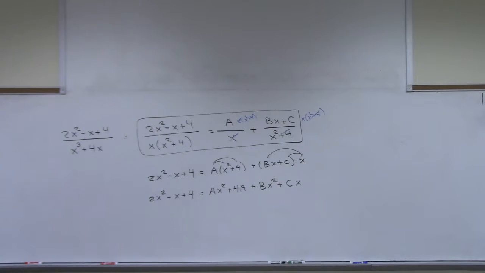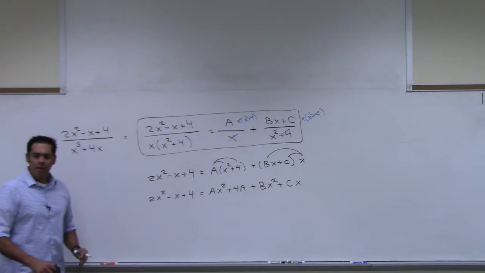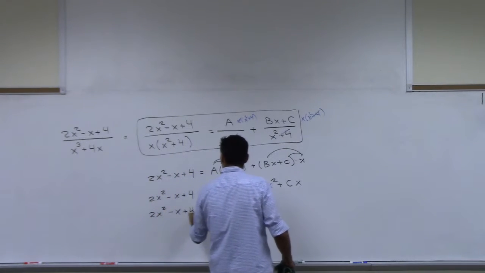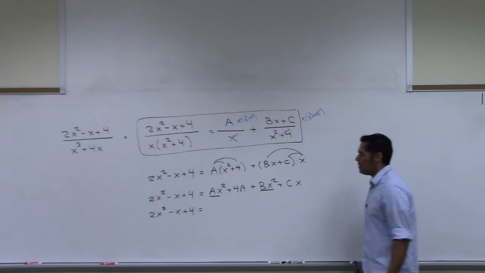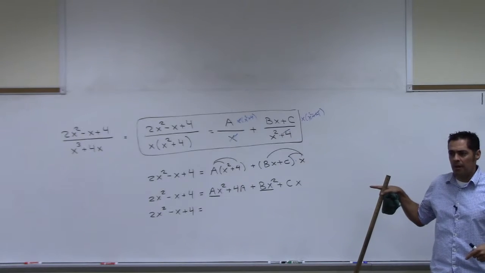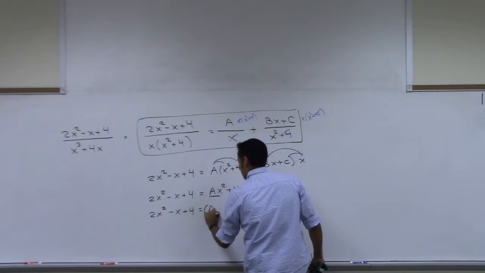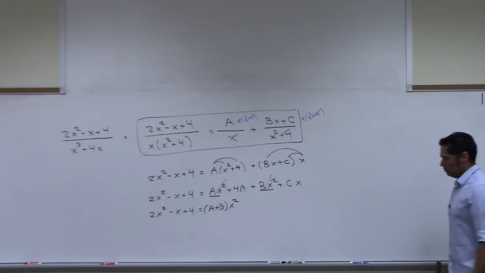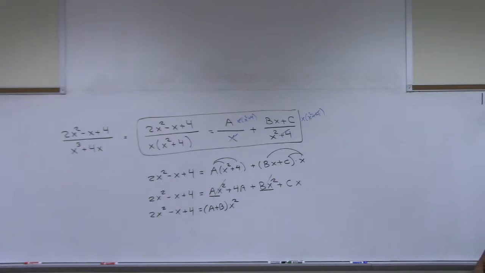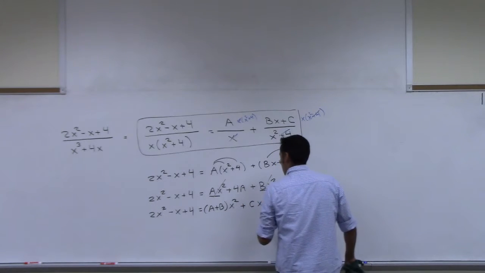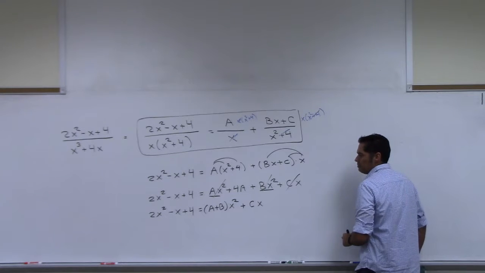And now what? Didn't we combine like terms at this point? So if I combine, I've got 2x squared minus x plus 4 equals, here are my like terms, here are my x squareds. If I put those two together and then factor out the x squared, I'm going to have an A plus B in front, right? So I'm going to put that in parentheses, A plus B, and then put the x squared on the back. And so I've done those two. How about our x terms? You can't do anything about it. I just have Cx, right? That's it. So I put plus Cx. And then how about anything that doesn't have an x? Plus 4A.